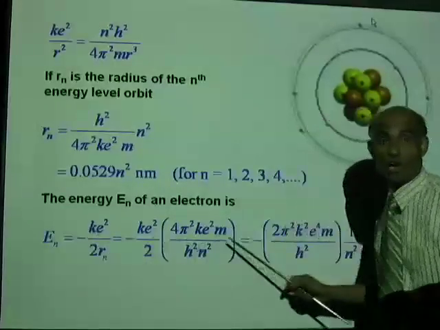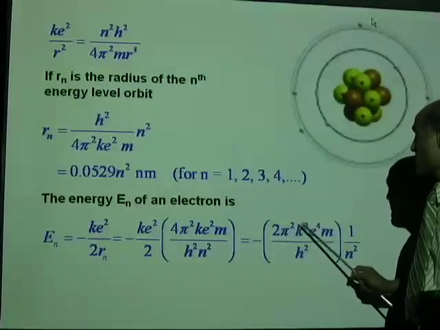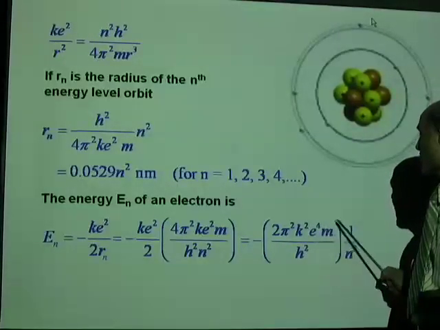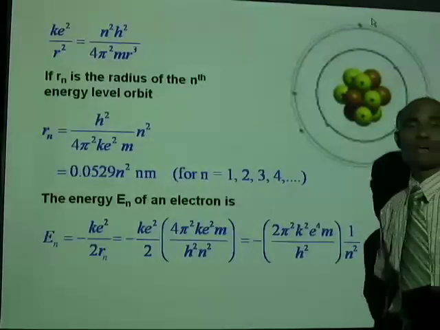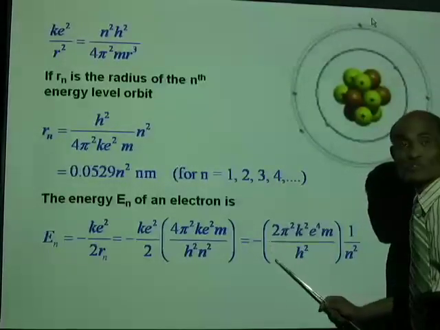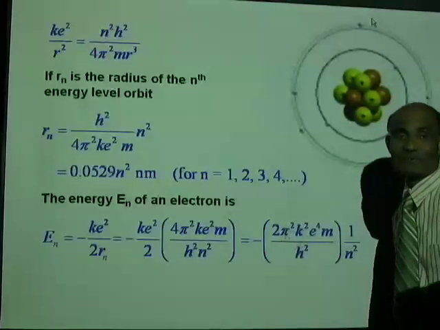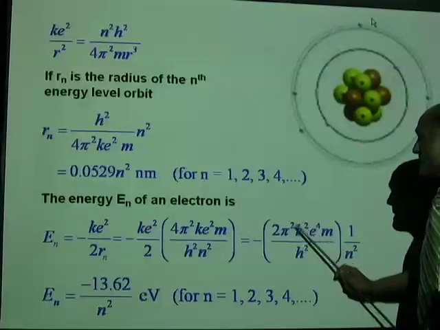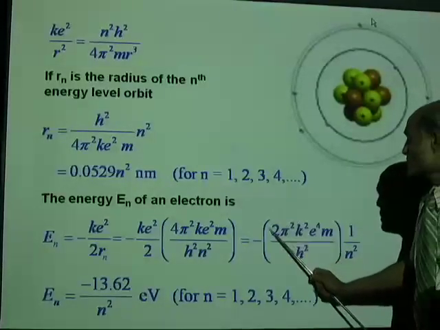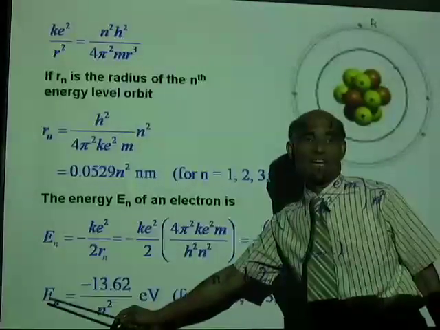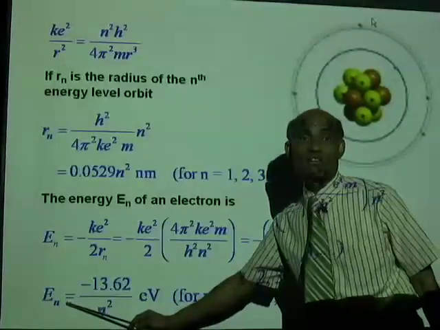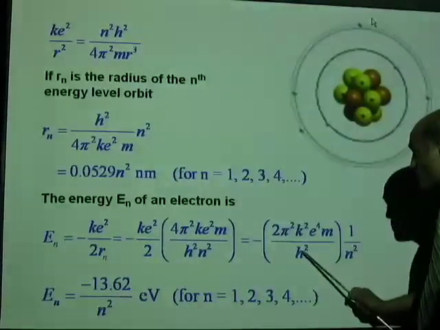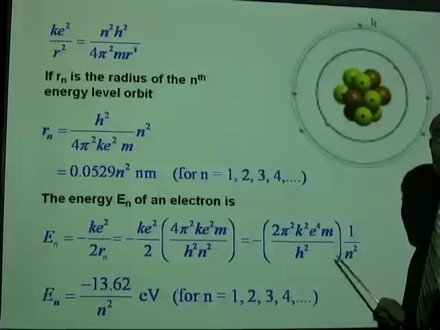The energy of an electron is negative 2 pi squared k squared e to the 4 m over h squared, times 1 over n squared. Alright, I want you to find the value of this now. Well, I calculated that as 13.62. So look at this quantity: the energy of an electron in the nth orbit is negative 13.62 over n squared. That's the n squared there.